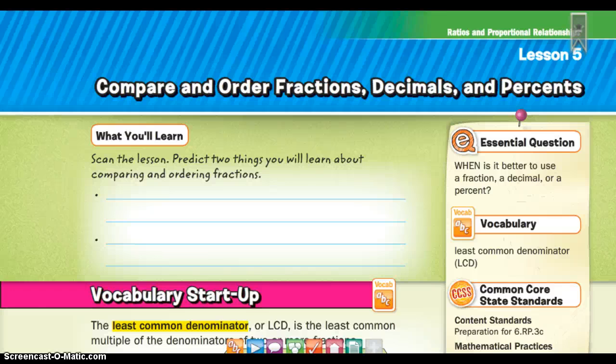Please open your textbooks to page 129. We are on Chapter 2, Lesson 5, Comparing and Ordering Fractions, Decimals, and Percent. We're first going to talk about least common denominator.